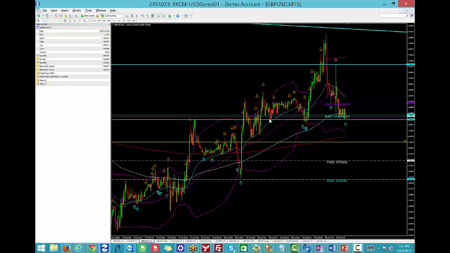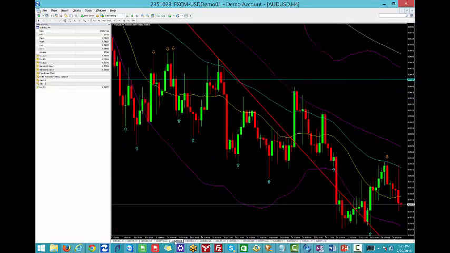Aussie dollar, 0.7350. We're going to look for 0.7350 for a sell, also a beautiful drop off of the Bollinger midband, the 50 EMA on the 4-hour chart for the Aussie dollar. We're going to expect price to get back to 0.7350, where we will sell from there.